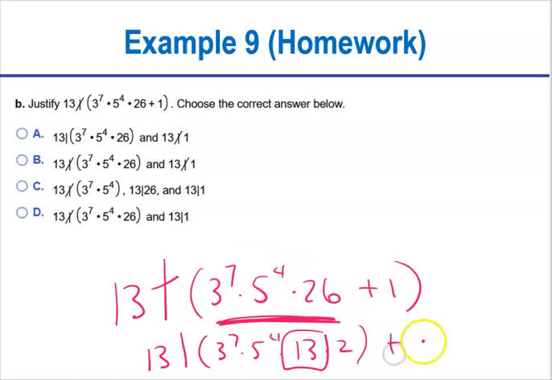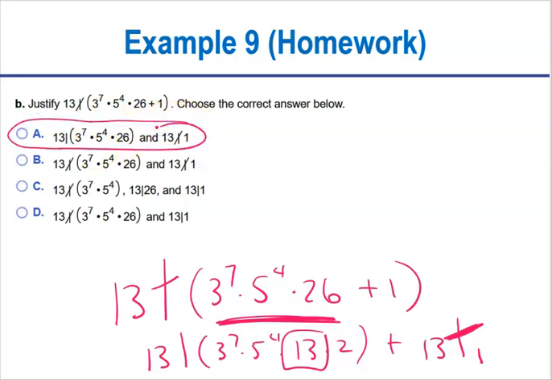But you know what? 13 is not a factor of the 1. And for 13 to be a factor of this sum right here, then it would have to be a factor of both of these, and it's just not. So how do we justify that? Well, I'm looking for similar work here. 13 does divide the first one. It doesn't divide the second one. They didn't write out this 13 for us, but we're really supposed to recognize that. So I say this is A.